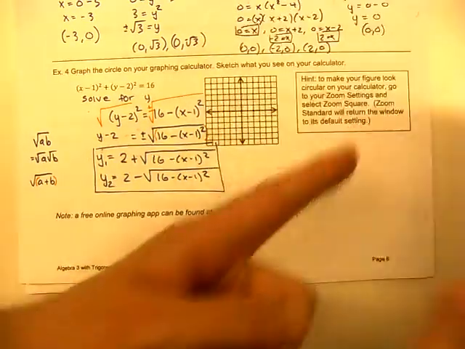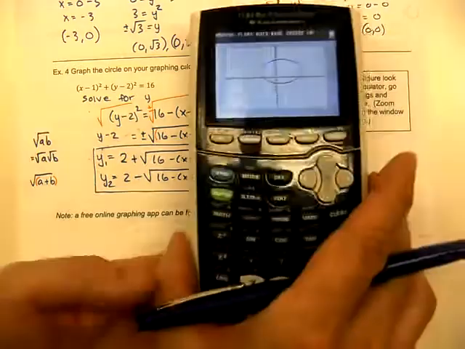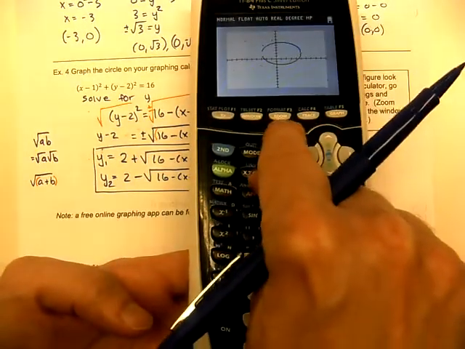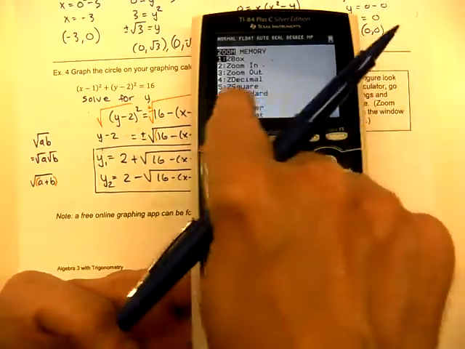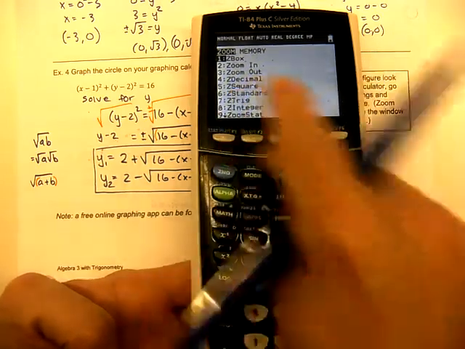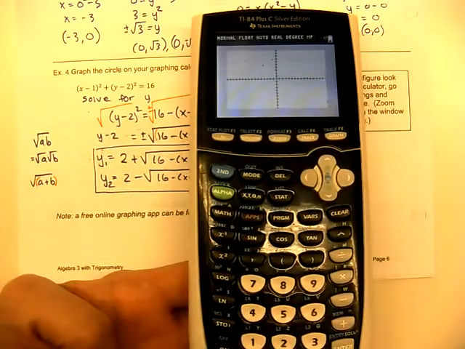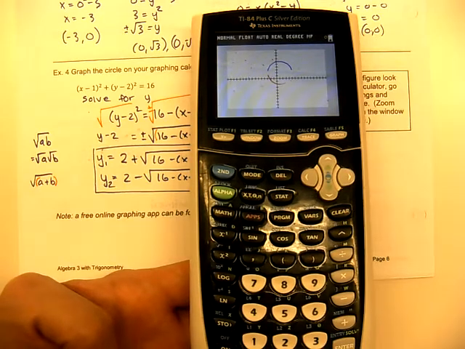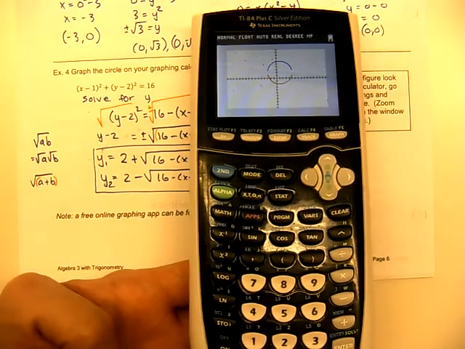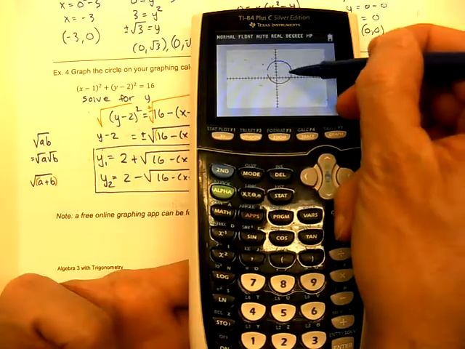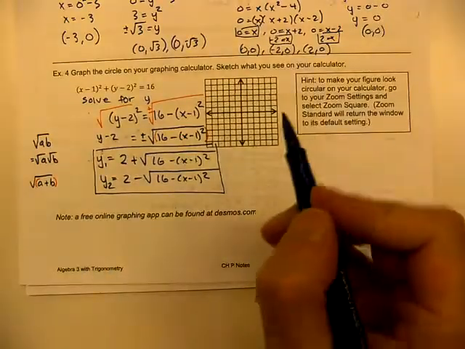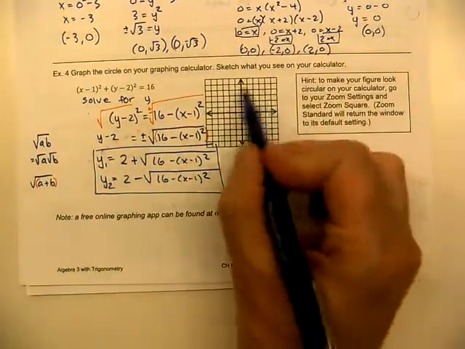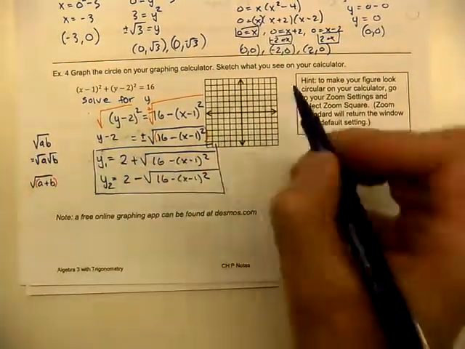To fix that, and that's what this box is about, go to your zoom settings, right here in the middle, and you'll see option 5, which is zoom square. Selecting that one adjusts the width and the height, so now you have something that looks more like a circle. Notice you still have those gaps on the right-hand side. What we're doing here is sketching what we see. We're not drawing an ideal circle, we're drawing what we actually see here.